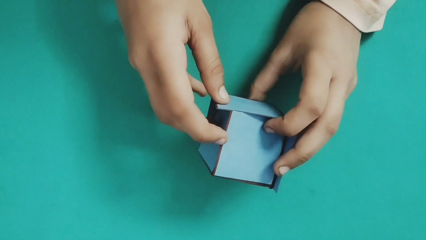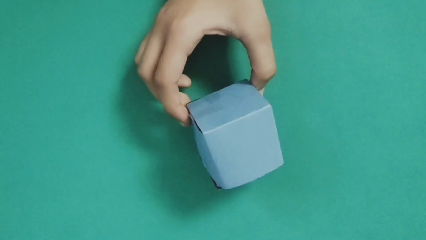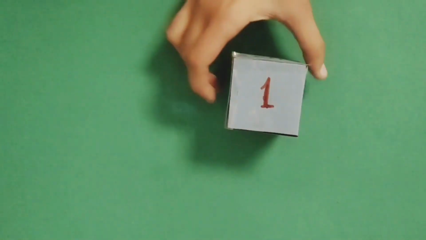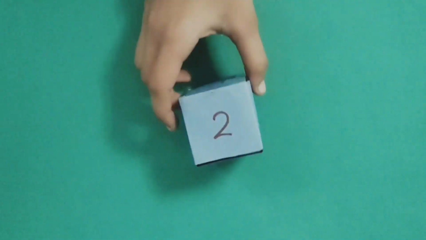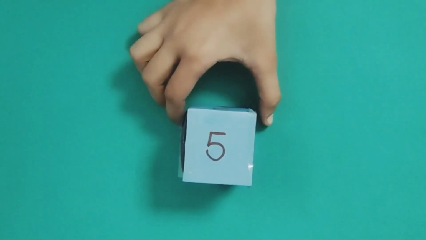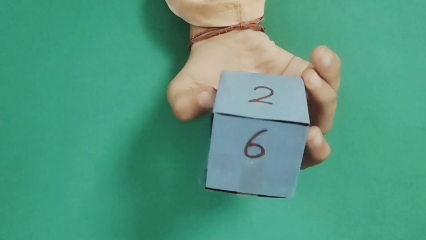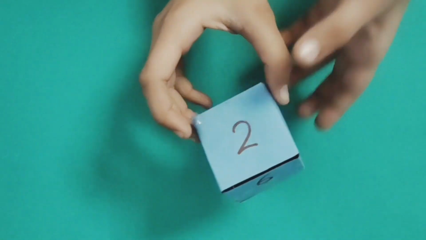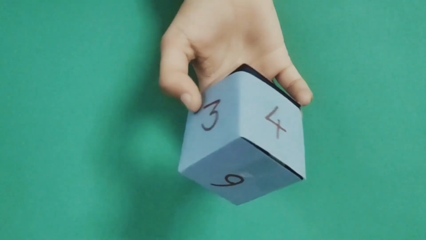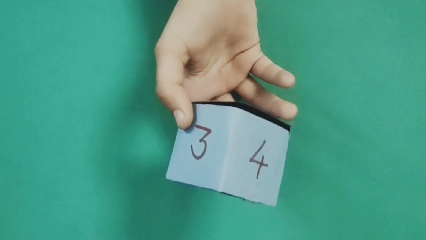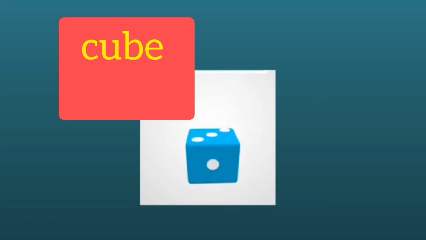Dear students, so what do we notice here? How many faces does this shape have? Let's count. It's 1, 2, 3, 4, 5 and 6. So students, a three-dimensional shape whose all the 6 faces are equal is known as a cube. So this 3D shape is a cube, like a dice with which you play snake and ladder.